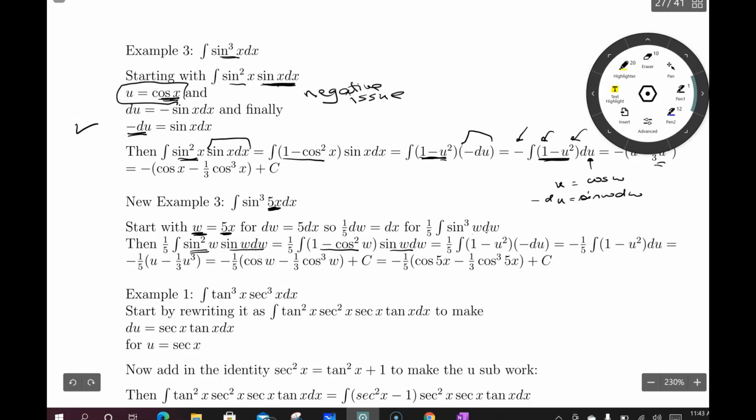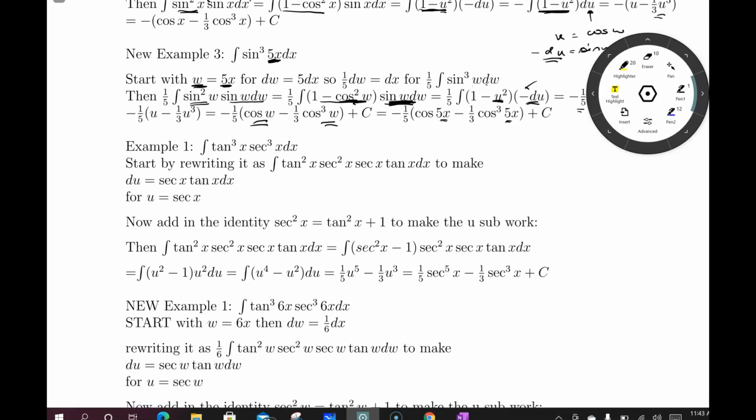And u is cosine w, right? So u is cosine w. That's how I get 1 minus u squared. Sine w dw gets replaced with negative du. Same process, except I've got a 1/5 on the front, so I pulled this negative out in the front, took the antiderivative, and then put the u's back in, and then I put the w's back in.